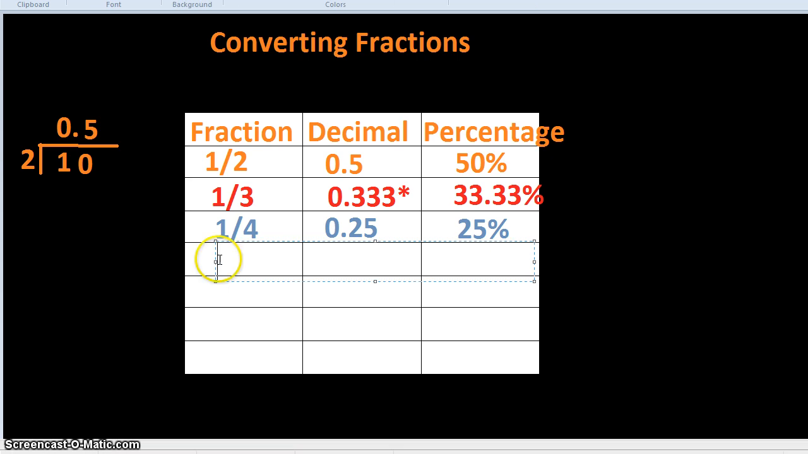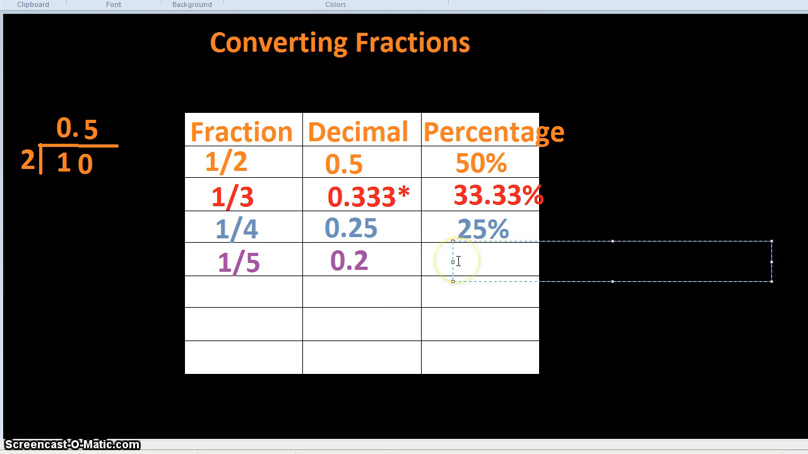So what about the fraction, let's say 1/5? So 1/5 as a decimal, 1 divided by 5 is 0.2. Now 0.2 multiplied by 100 is 20%. Now this time, for the next number, I'm going to give you, first of all, the percentage, and then we're going to get the decimal and the fraction.